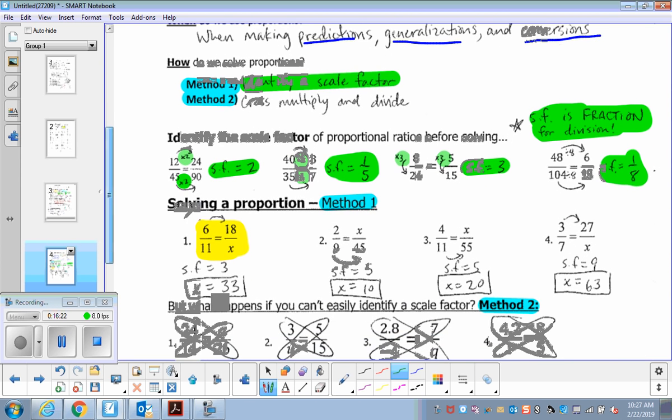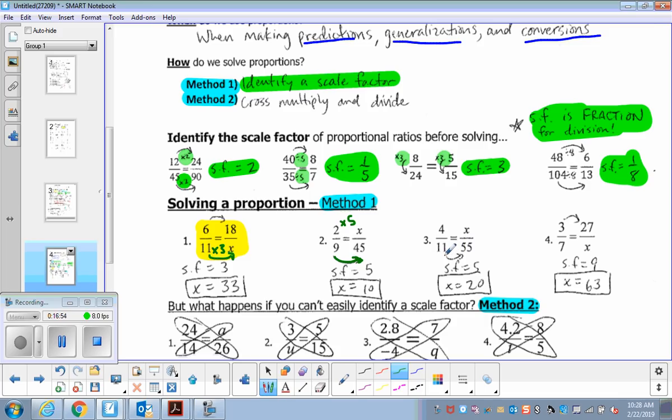So right here, 6 times 3 is 18. So you can just write down that the scale factor is 3. And then right here, you just got to do 11 times 3. And 11 times 3 is going to be that unknown of 33. For the next one, the scale factor, we can find it in the denominator. 9 times 5 is 45. So if the scale factor is 5, you just now got to do 2 times 5. 2 times 5 would be 10.